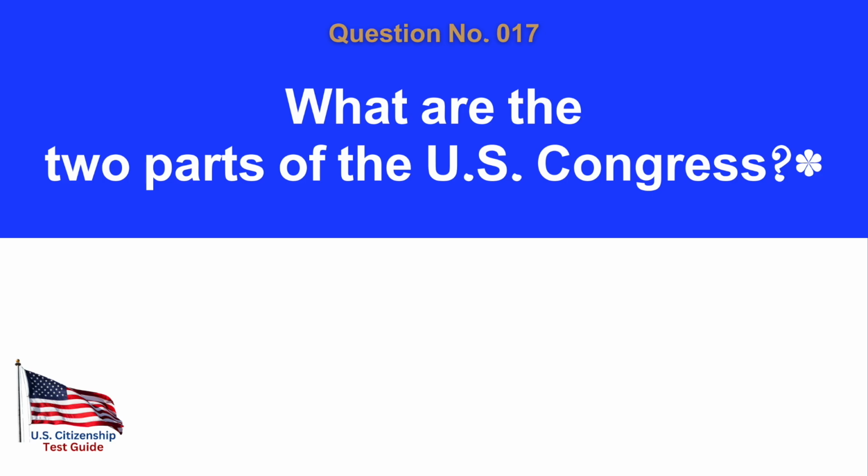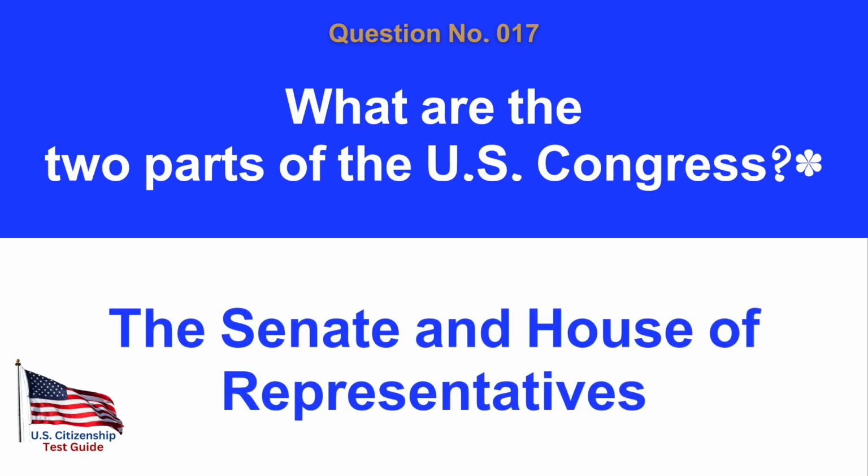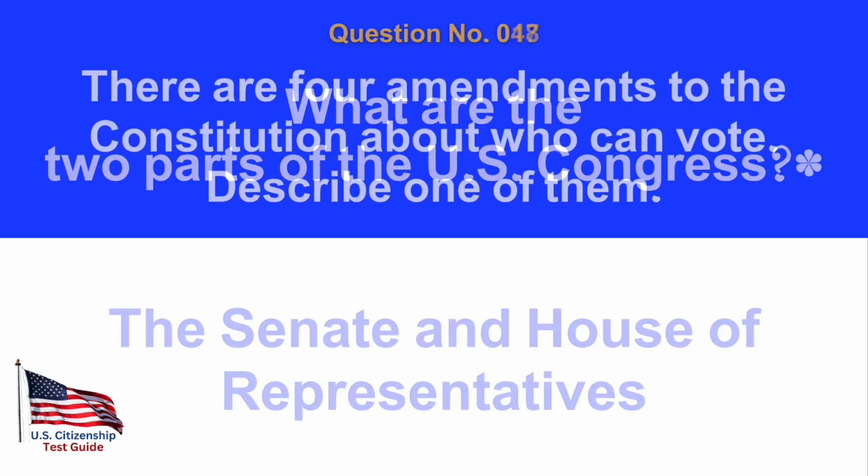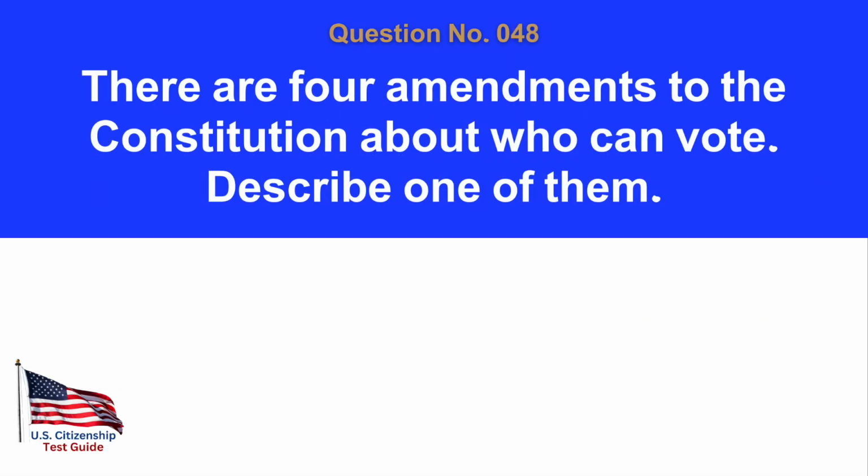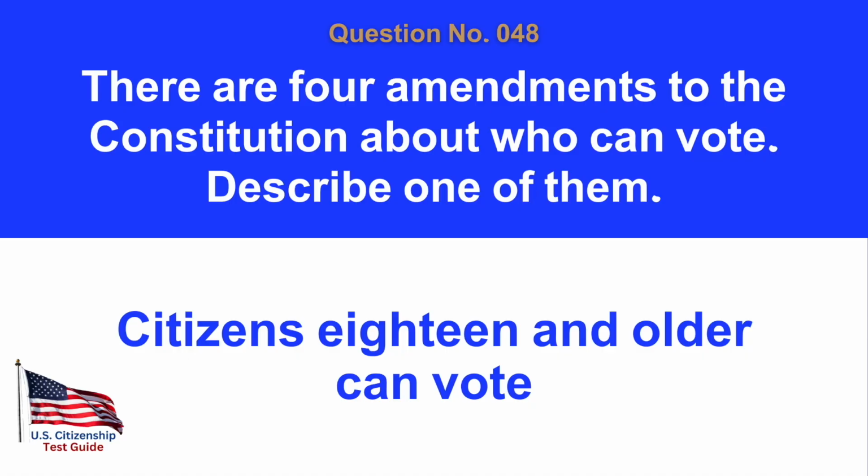What are the two parts of the U.S. Congress? The Senate and House of Representatives. There are 4 amendments to the Constitution about who can vote. Describe one of them. Citizens 18 and older can vote.